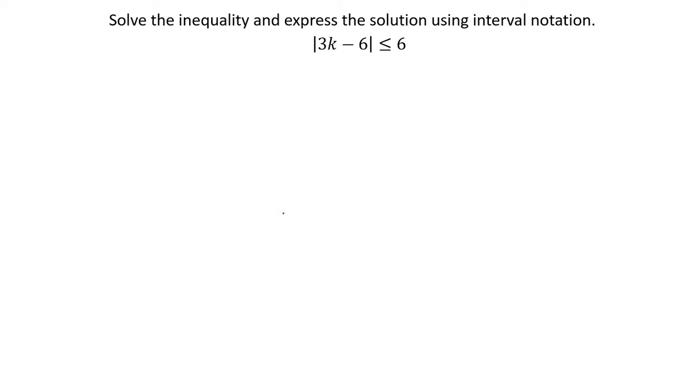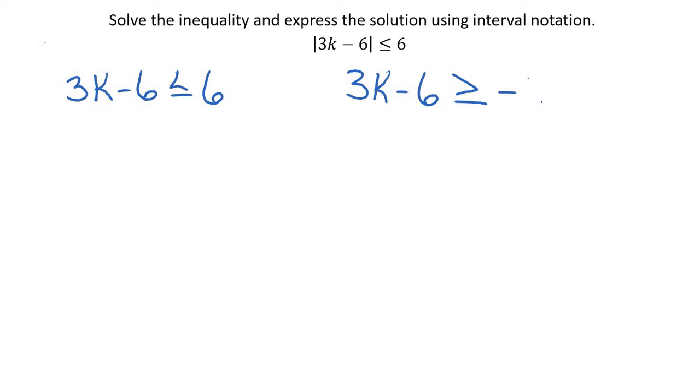So let's go ahead and write our two equations. My positive case, I'll have 3k minus 6 is less than or equal to 6. And my negative case, I'll have 3k minus 6 greater than or equal to negative 6. Remember, I need to flip that inequality because I changed the negative over here.